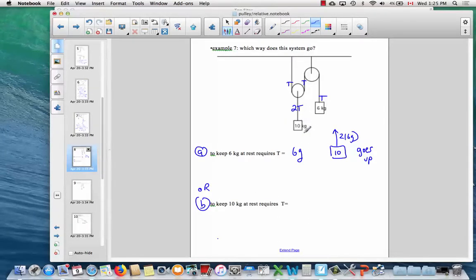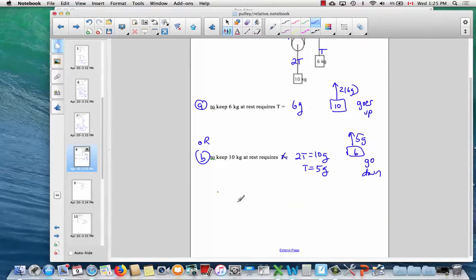If this mass were at rest, then twice T would equal the weight of that 10 kg mass. So that would mean a tension of 5g. And if we came over here, looking at the 6 kilogram, there would only be 5g of tension, and clearly this wouldn't be in equilibrium. It would be tending to go down. So we see both of these ways of thinking consistently tell us that the 10 kilogram is going to tend to go up and the 6 kilogram is going to tend to go down.